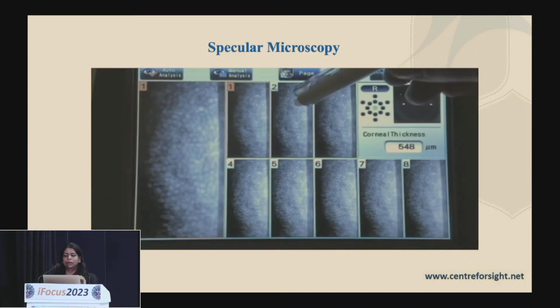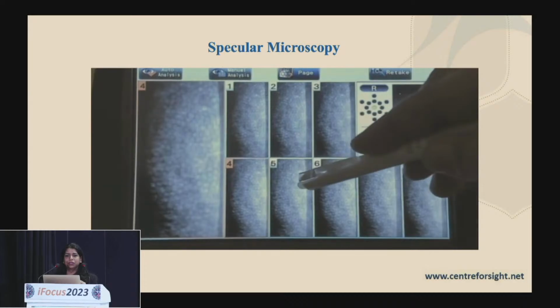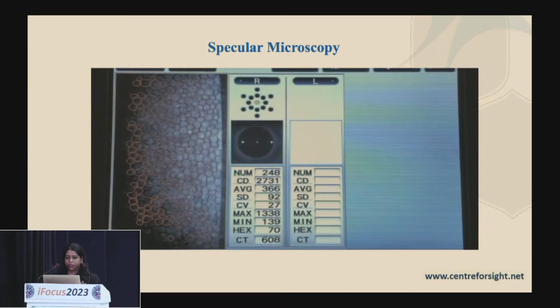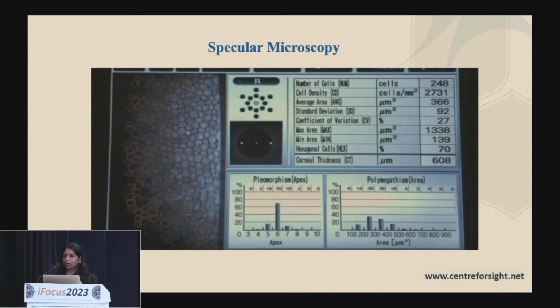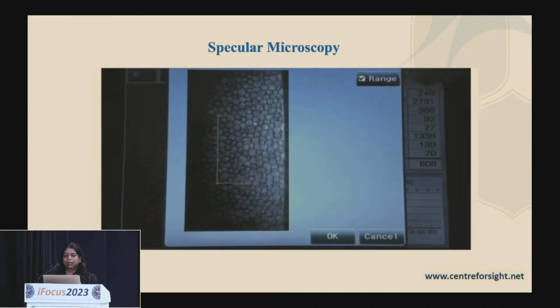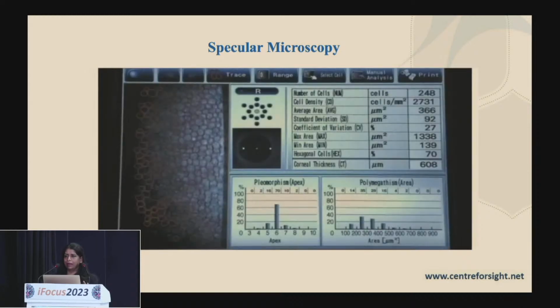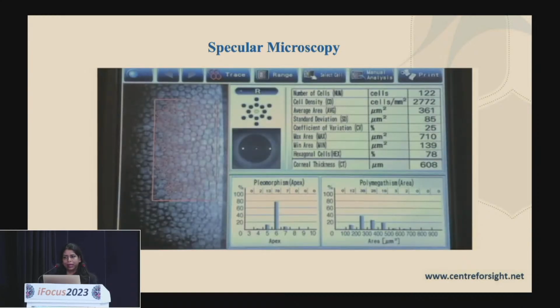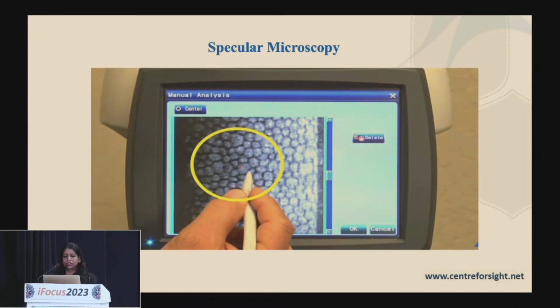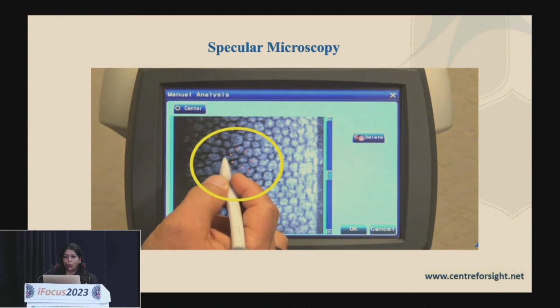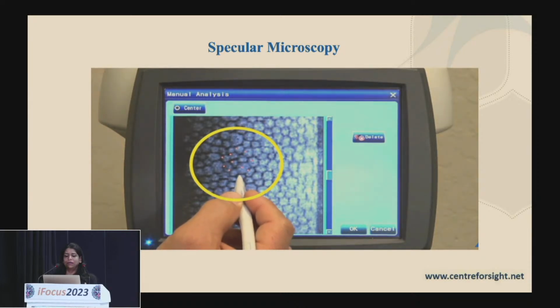So we do specular, we take multiple images, then we select the images which have good contrast, and we can discard the other images. This is the way we do the automatic analysis. You can increase the range when you're doing the automatic calculations, and it will analyze the bigger area. Whatever area you want to analyze, you can increase the range. And there's another method which we call the manual method, in which you mark the center of the lens, and we count the cells, and then the machine will replicate the data according to the endothelial area.